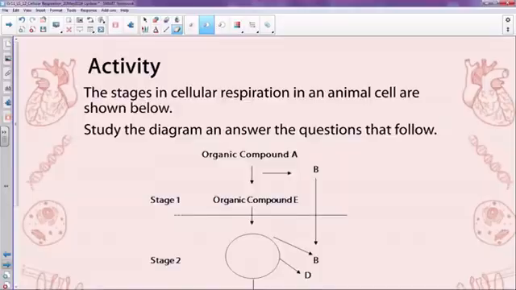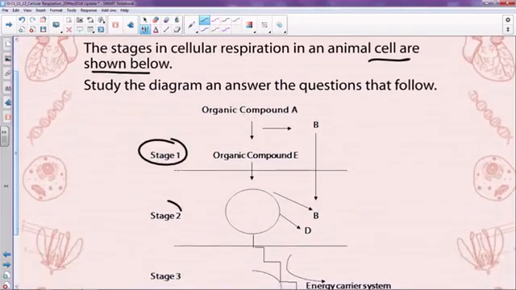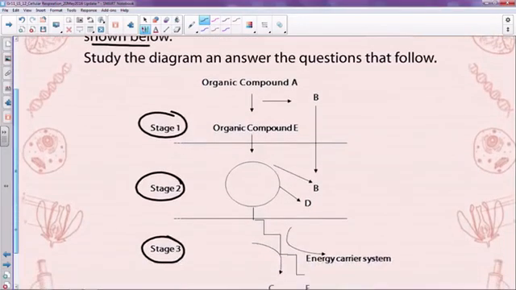The stages in cellular respiration are shown in the diagram below. What we're seeing here is a series of stages, stage 1, stage 2, and stage 3, which you guys would now be able to quickly identify. And we're seeing a compound A, which is an organic compound, being converted to compound E, and then that produces molecule B, which then goes into stage 2.